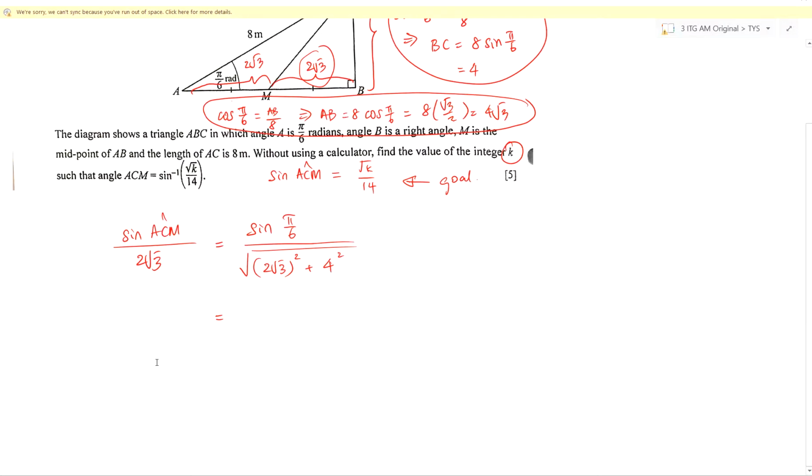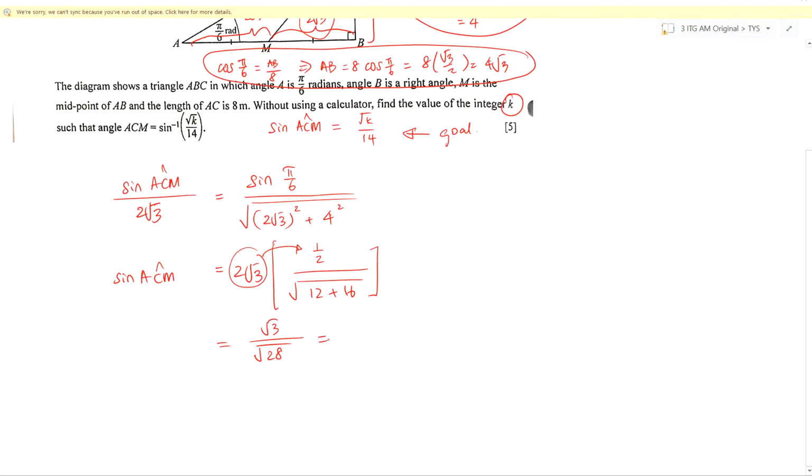Okay, so here we end up with sine of ACM, multiplying both sides by 2 root 3. Now in the fraction, sine pi over 6 is half over, inside this square root we have 4 times 3, which is 12, plus 16. Okay, so let's multiply the 2 root 3 to the numerator. We end up with root 3 over root 28.